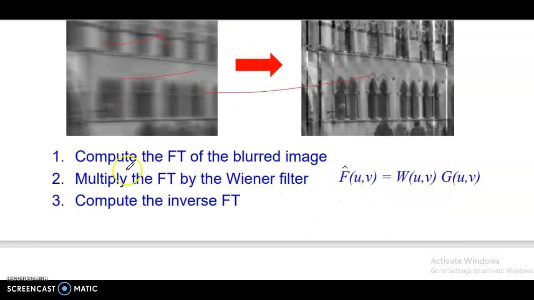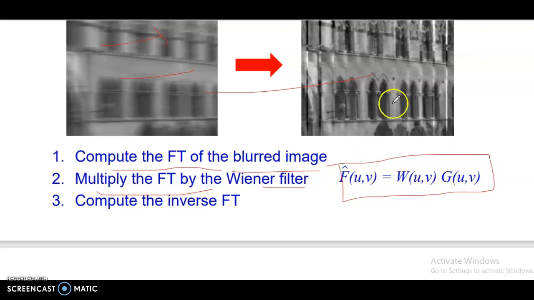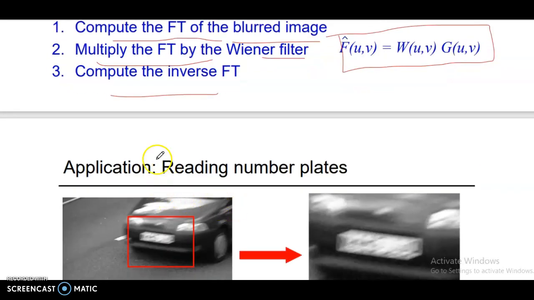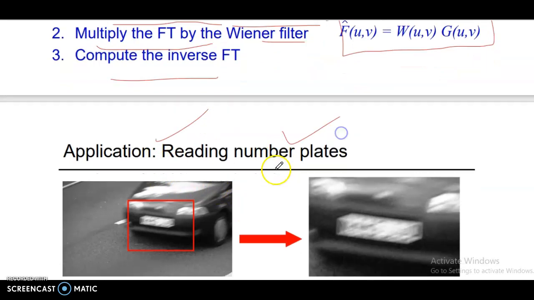Compute the Fourier transform of the blurred image. Multiply the Fourier transform by the linear filter: F cap of (u,v) equals W(u,v) times G(u,v). Compute the inverse Fourier transform. Application: reading a number plate.